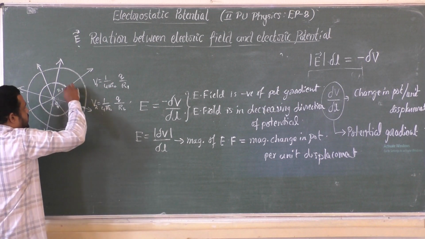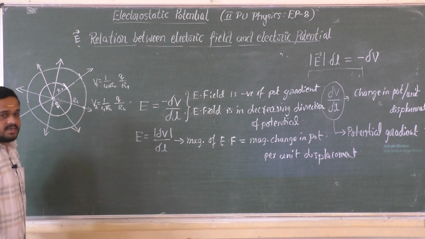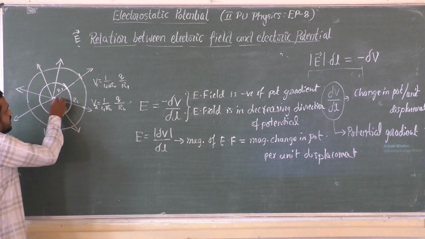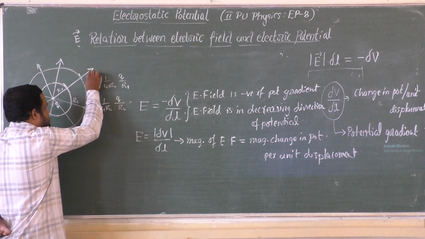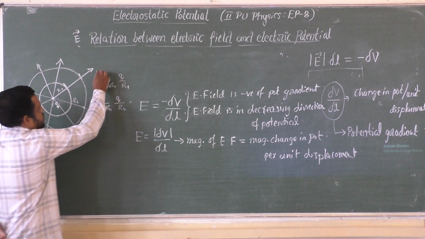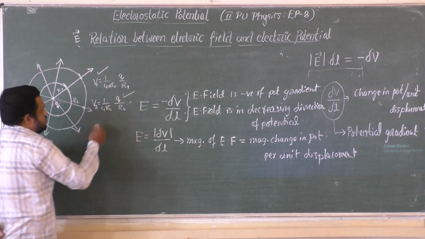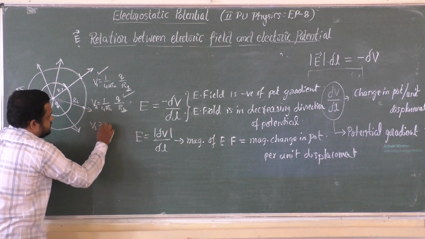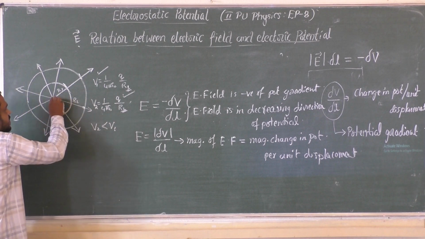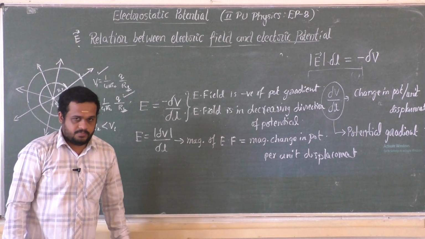At every point electric field is normal to the equipotential surface, that condition is satisfied. At the same time, if you move along the direction of electric field, here potential value is V1, at this point potential value is V2. R2 is greater than R1, therefore V2 will be less than V1. That means if you move along the direction of electric field, potential value decreases.